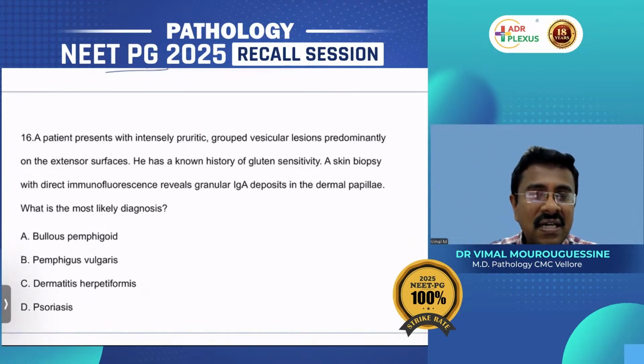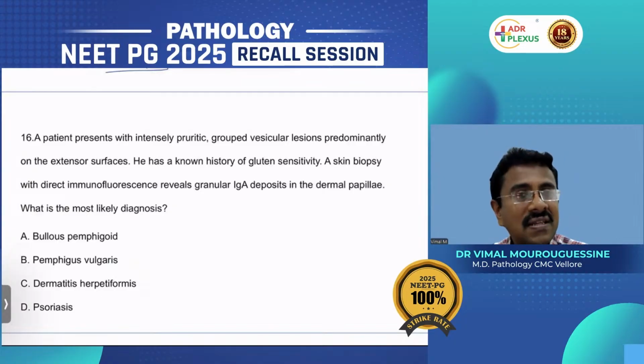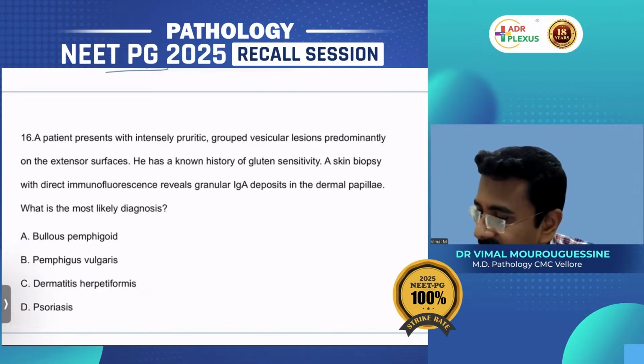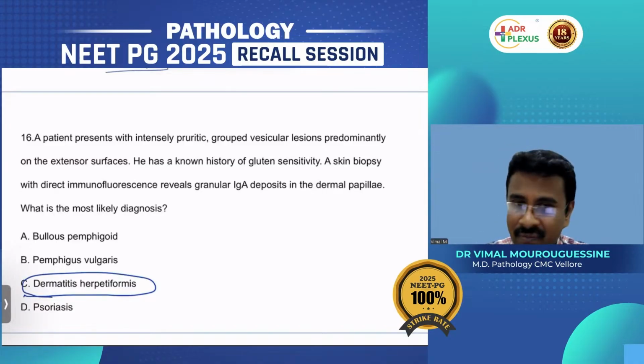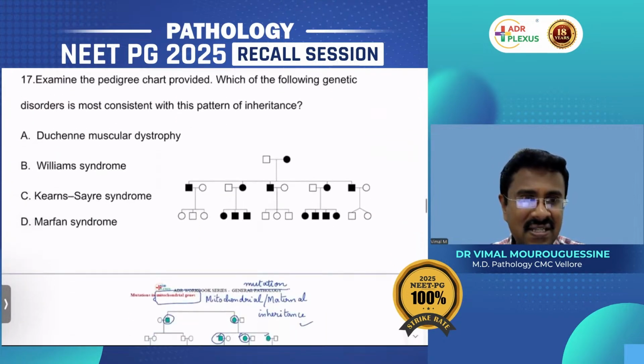The patient presented with grouped vesicular lesions on the extensor surface, and also the characteristic history of celiac disease, that is gluten sensitivity, was given. Skin biopsy direct immunofluorescence finding was given, where you would have seen IgA deposits in the dermal papillae. With gluten sensitivity, celiac disease, and the associated skin disorder, you will be thinking of dermatitis herpetiformis, where you can see a subepidermal bulla. We have discussed dermatitis herpetiformis along with celiac disease.